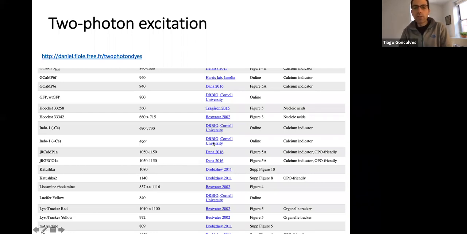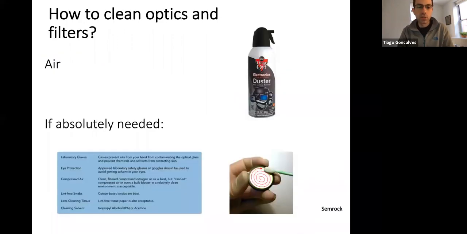And there's always a reference, and the paper has more scientific detail, with spectra and two-photon absorption cross section estimates. The two-photon absorption cross section is a measure of how good each fluorophore is at absorbing two-photon excitation, at being excited by two-photon excitation. Now, finally, about optics and filters.